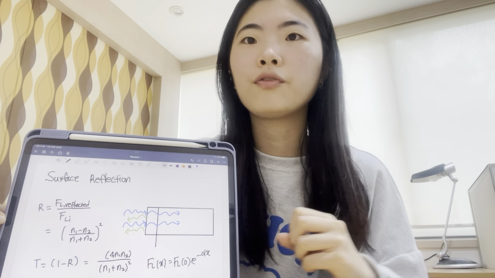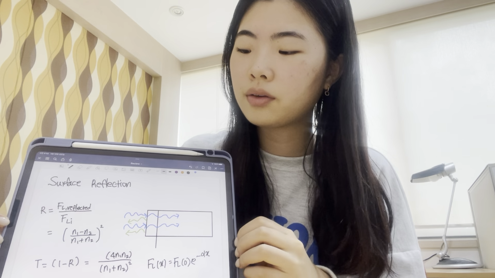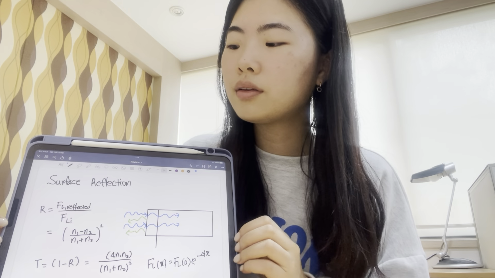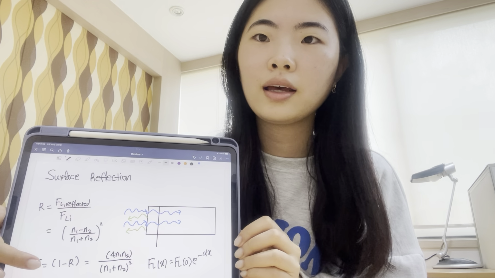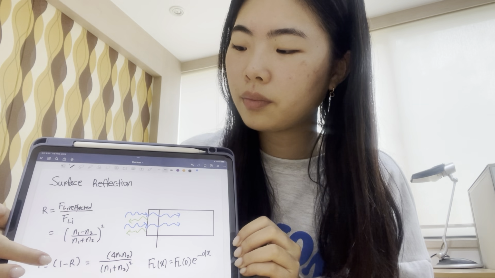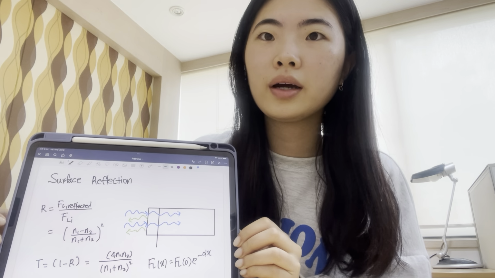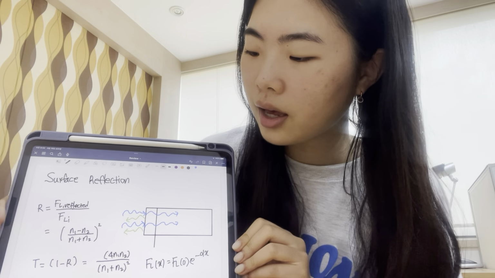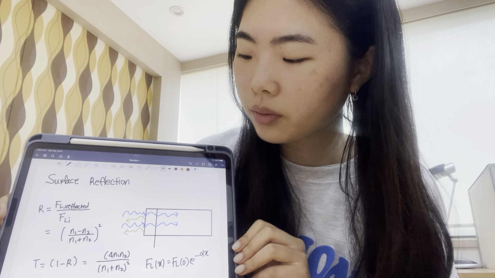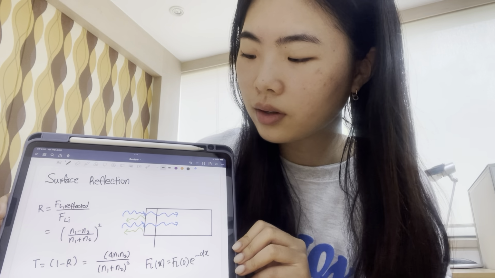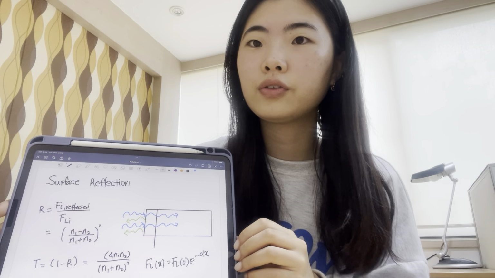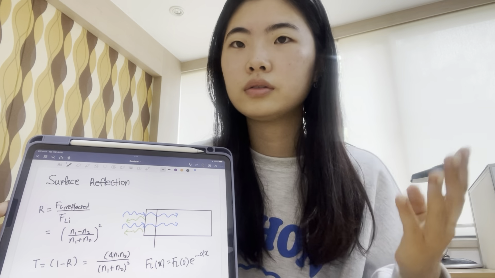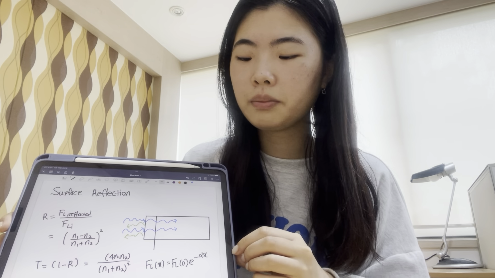Reflection and transmission are very, very important to optical devices because, as I said, they work with light. So transmission efficiency can be obtained from this equation: 1 minus the reflection coefficient, and then it is equal to 4 times n1 times n2 over (n1 plus n2) squared. So we can calculate this equation to get the transmission efficiency.